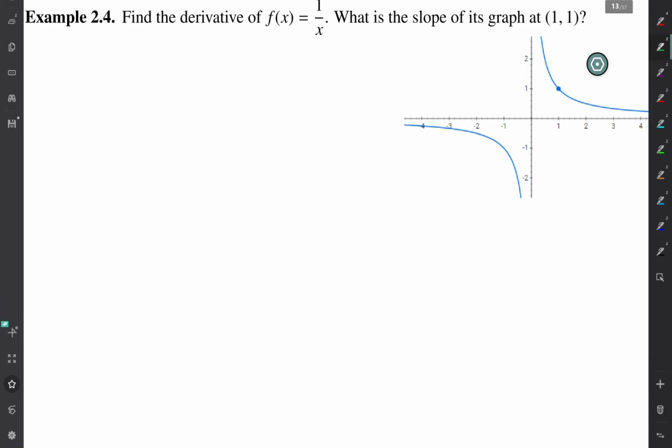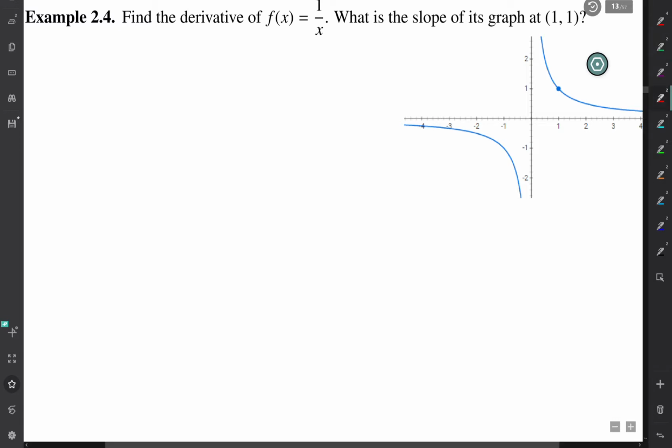Okay, I want to do one last example of calculating the slope using the limit definition of the derivative. So I'm looking at the curve y equals 1 over x, and we want to know what is the slope right here at (1, 1). What's the slope of the tangent line? And so we're going to write down the limit definition of the derivative again, which I'll write as limit as h goes to 0 of f of x plus h minus f of x all over h.